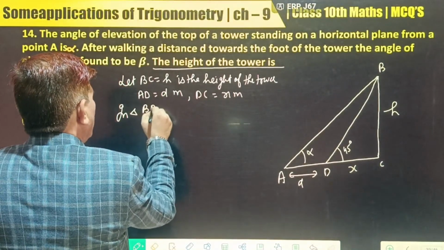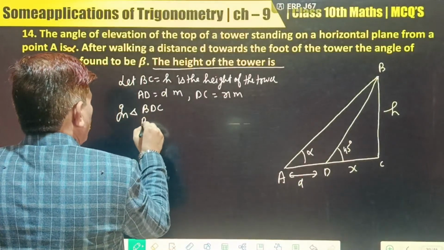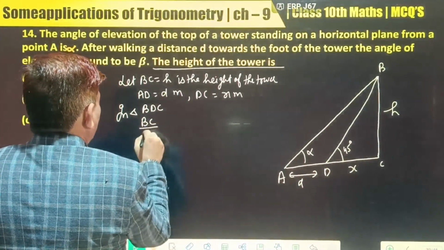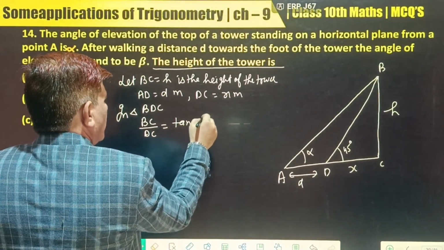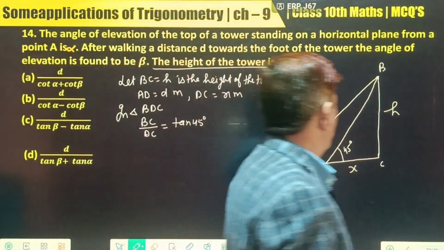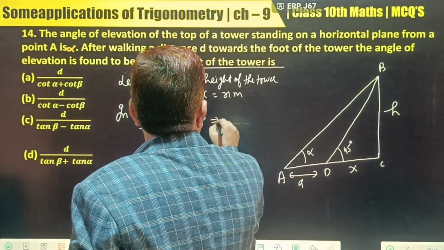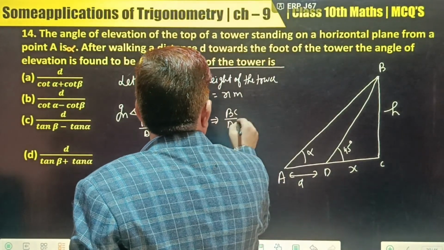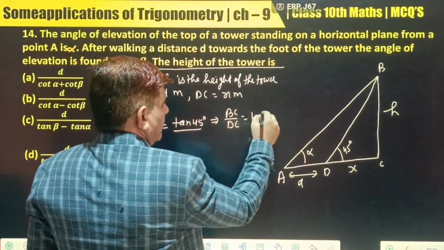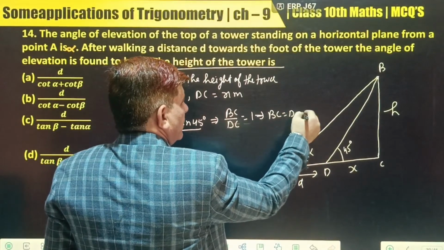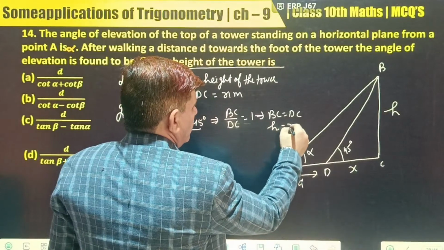BDC. BC by DC is equal to tangent 45 degrees. What does this imply? BC by DC equals 1, since tangent 45 is equal to 1. So this implies BC equals DC. But what is BC? It is H. It means H equals X.